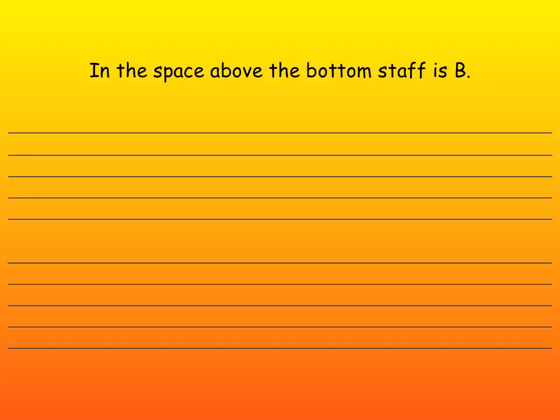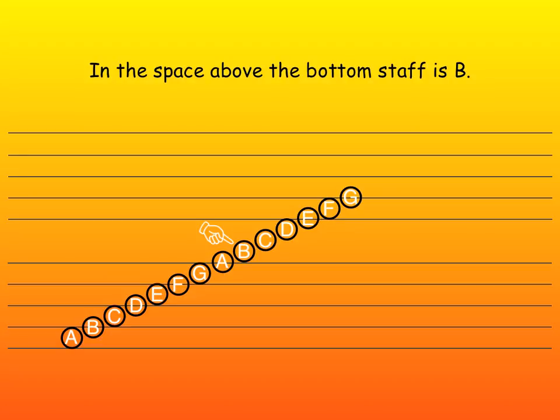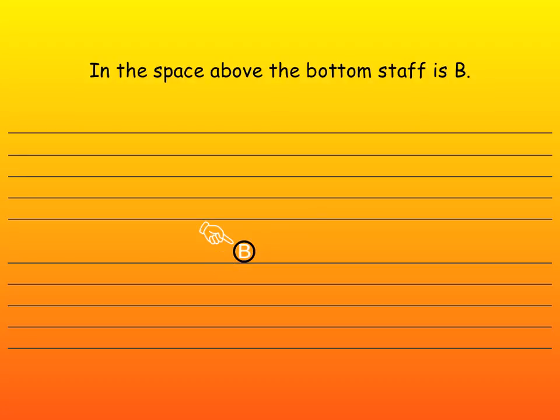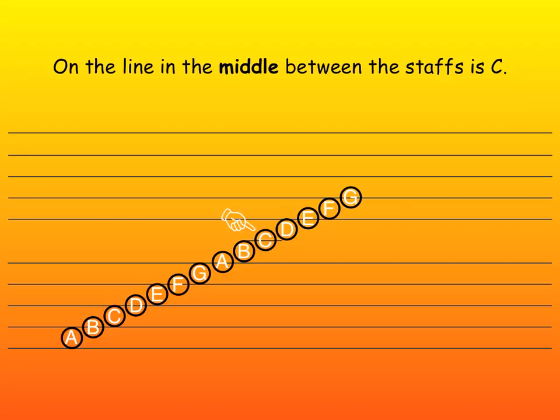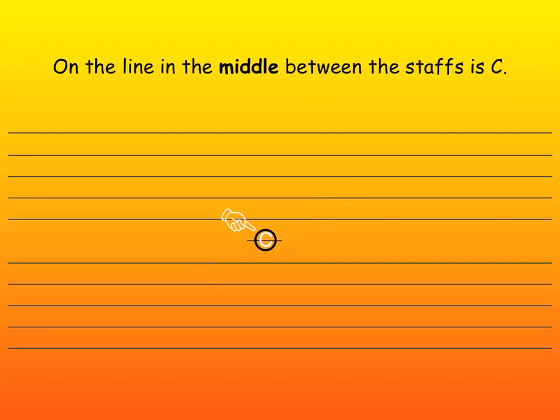In the space above the bottom staff is B. We take away the other notes. You can see there's B in the space just above the bottom staff. On the line in the middle between the staffs, here's the line in the middle, is the note C. Let's take away the other ones, and there's C left there in the middle. In fact, it's called middle C.